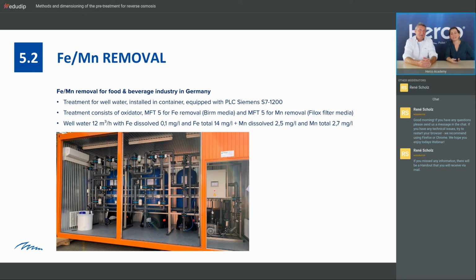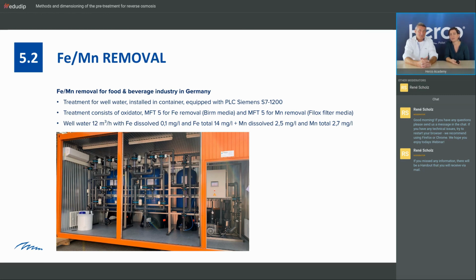And here is also the example that we mentioned before about iron and manganese removal. This is a relatively recent project. This is treatment for well water for a food and beverage client in Germany. Even better, it was a brewery. Pity we weren't on site, right? But this is also with a PLC, and here it's interesting: you see we have an oxidator, and we have an MFD5 for iron removal.